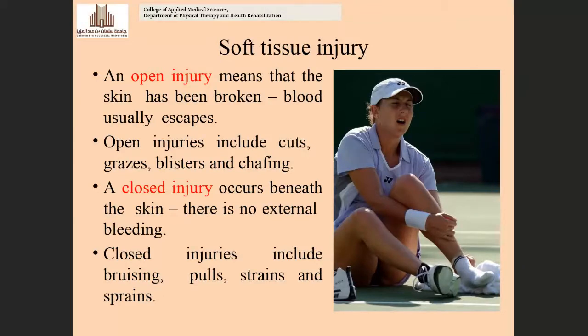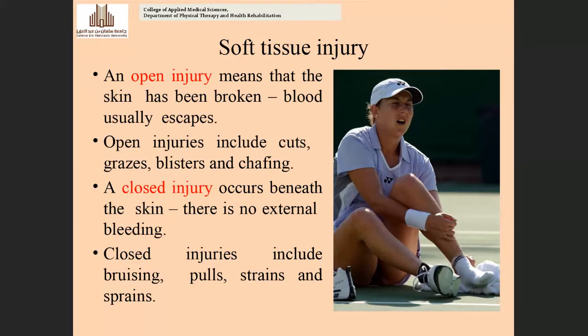And closed injury means the injury is present inside the skin, right? So you cannot see the injury, of course. Beneath the skin, there is no external bleeding. So there is no open cut, there is no bleeding in the structure. The closed injuries include bruising, pulls, strains, and sprains, right? So these are the examples for the closed injuries.